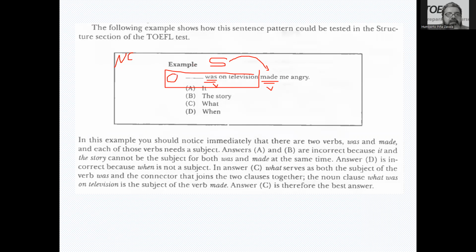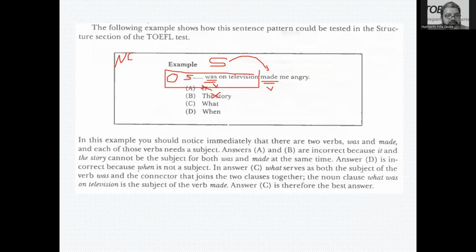But here we're missing a connector and a subject, right? So in this example, you should notice immediately there are two verbs, was and made, and each of those needs a subject. Answers A and B are incorrect because it in the story cannot be the subject for both was and made, so we'll eliminate that.